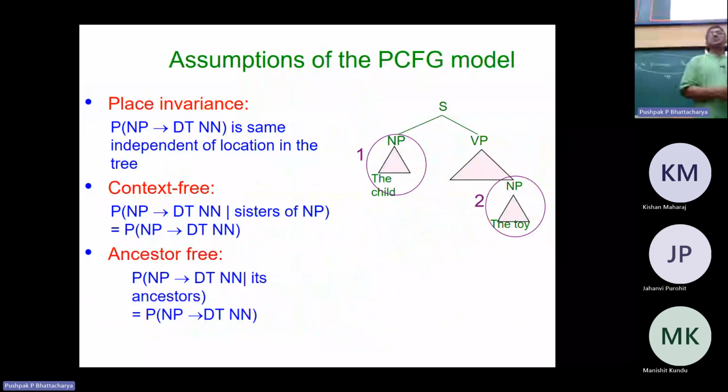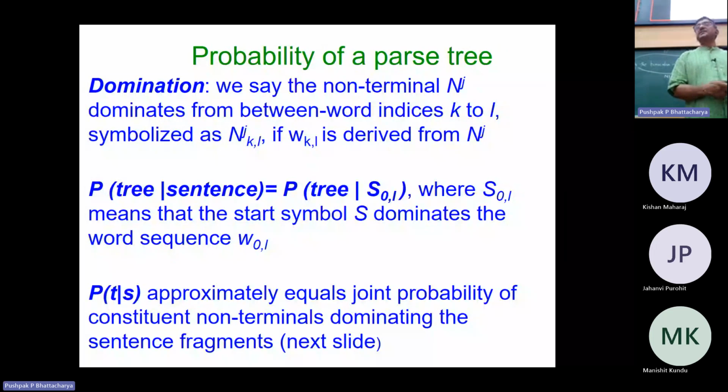So we have to understand the notion of probability of a parse tree. The probability of a parse tree is defined through the linguistic phenomenon of domination. We say the non-terminal Nj dominates from between word indices k to l, symbolized as Nj_kl, if W_kl is derived from Nj.